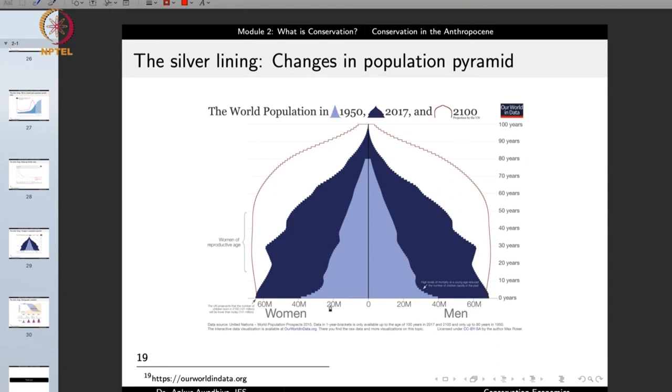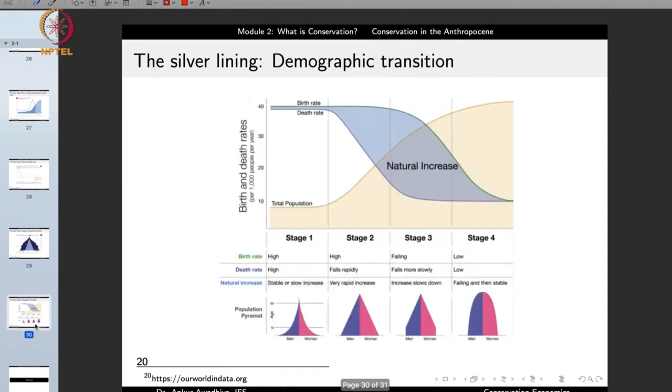We are also observing demographic transitions in most of the areas of the earth. Now, what is a demographic transition? A demographic transition tells the story of a society in terms of different stages.